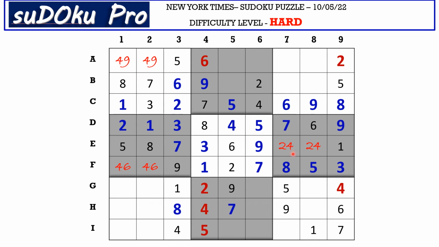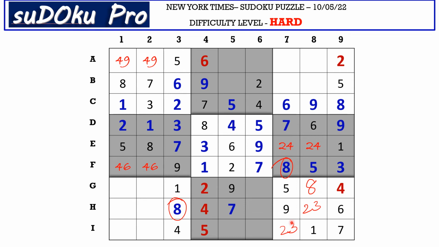There is 8 here in column 7 and 8 here in H row, which blocks these 2 cells. So 8 goes here in G8. Now in this block the missing numbers are 2 and 3. Let's mark it with 2, 3 pair.